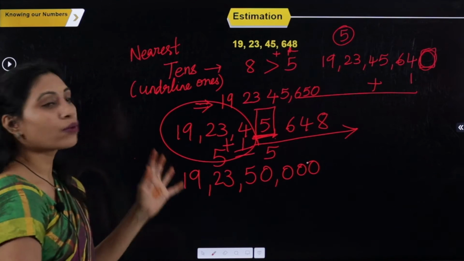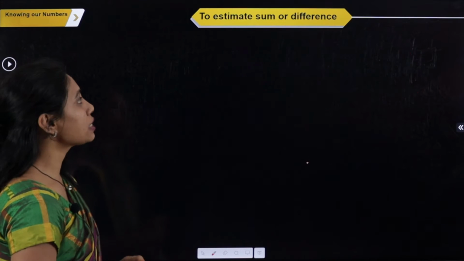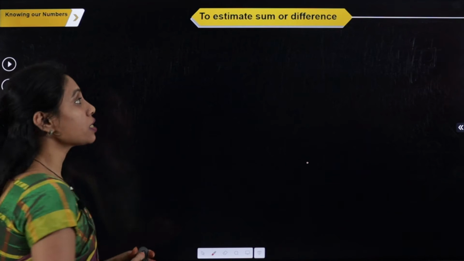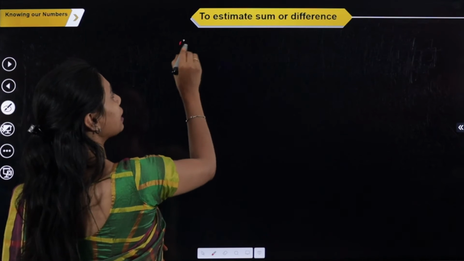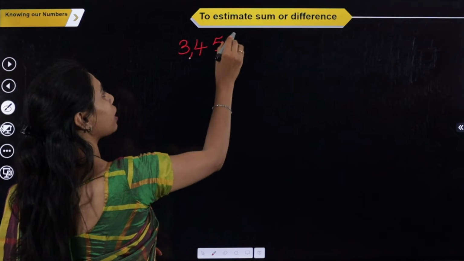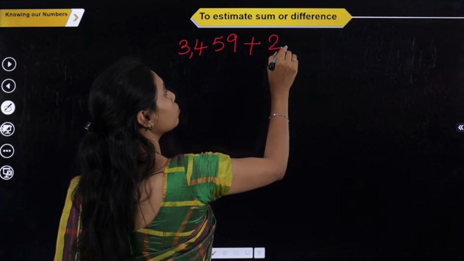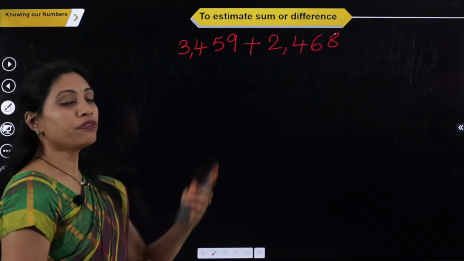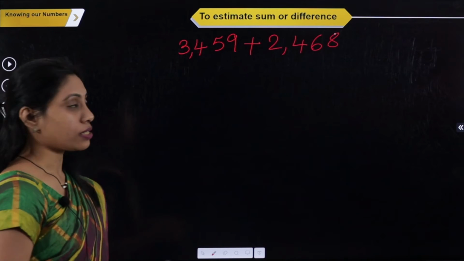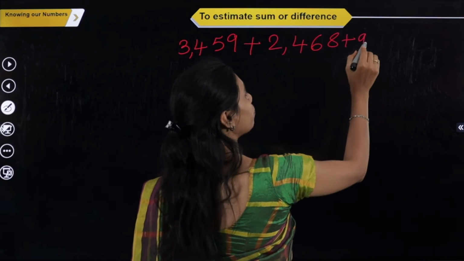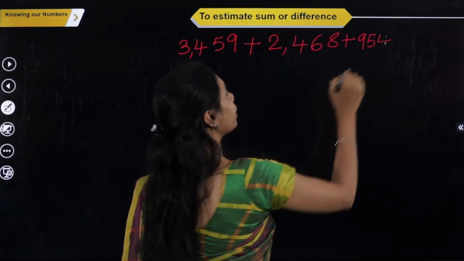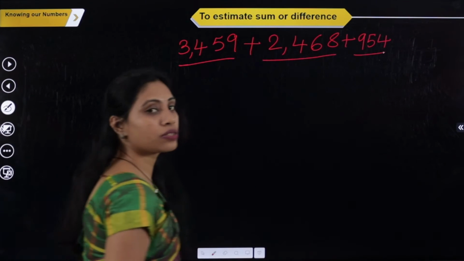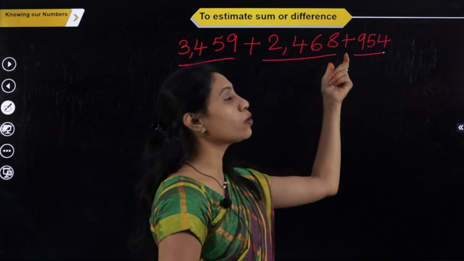Now let us see a few questions based on the concept of estimation, that is, to estimate sum or difference. So, how to estimate sum or difference? Let us take the numbers 3459 plus 2468, and suppose 954. We will check the highest number of digits. Here the number of digits is 4, here 4, and here 3, and in this the highest place value is 100.